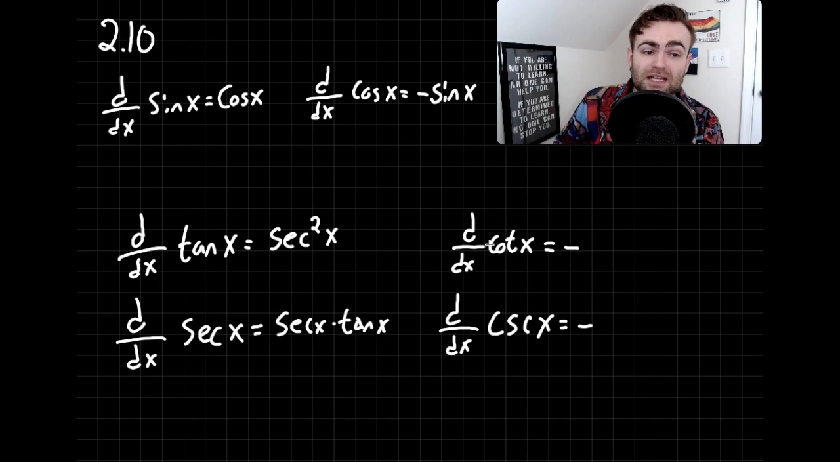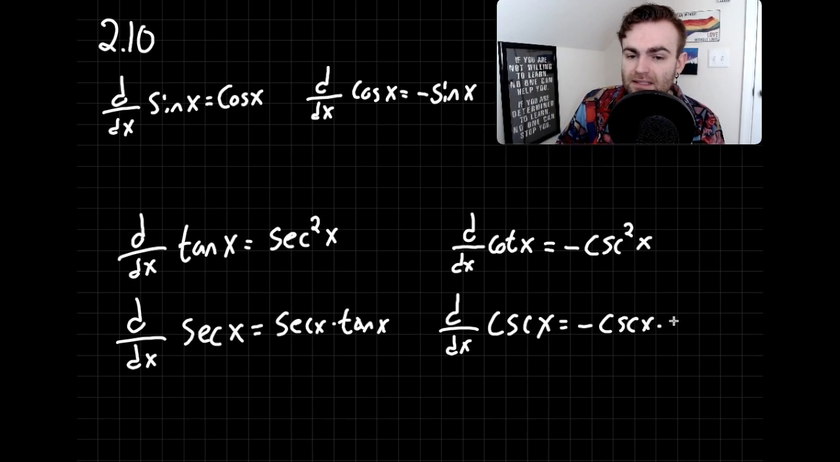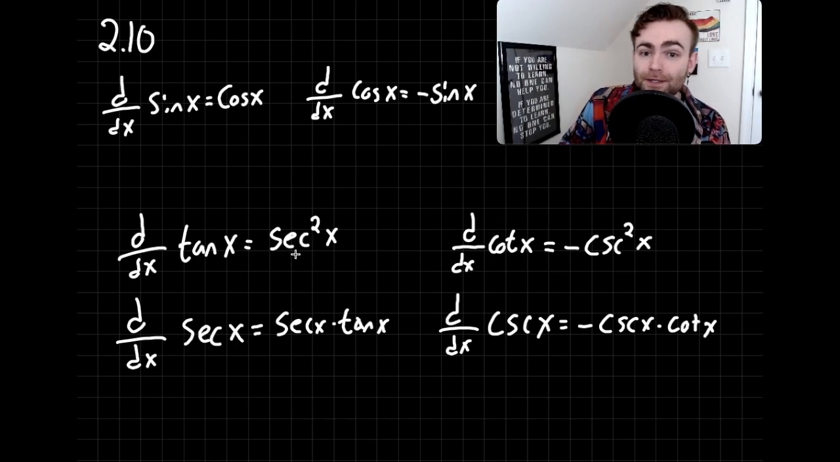The derivative of cotangent is similar to tangent, it's just we have the cofunctions instead. So instead of being secant squared, we're going to have negative cosecant squared x. And cosecant is very similar to secant, except negative, and we're sticking with the cofunctions, which would be cosecant x times cotangent x. So not too bad.